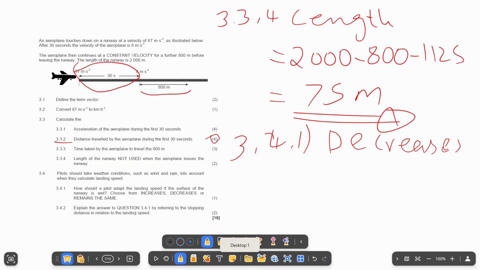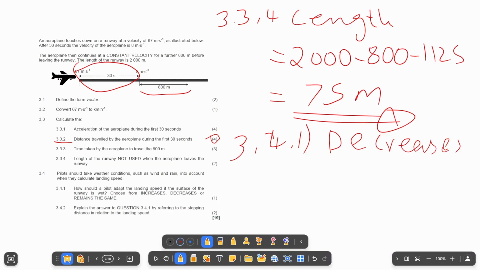That is if they want to stop within the same distance. If they don't reduce the speed, it means the distance that is needed to stop will have to increase. So if they need to stop within the same distance, then they will have to decrease their speed because there is less grip. Understood? Capiche?